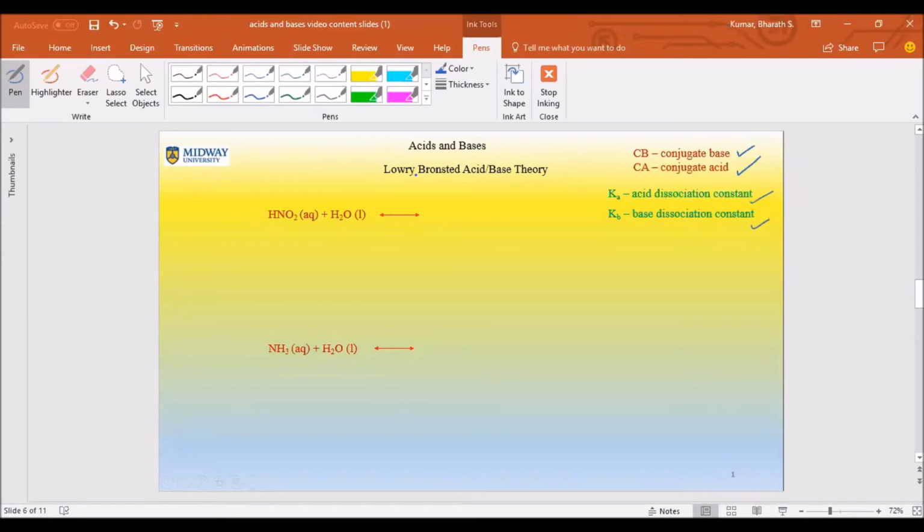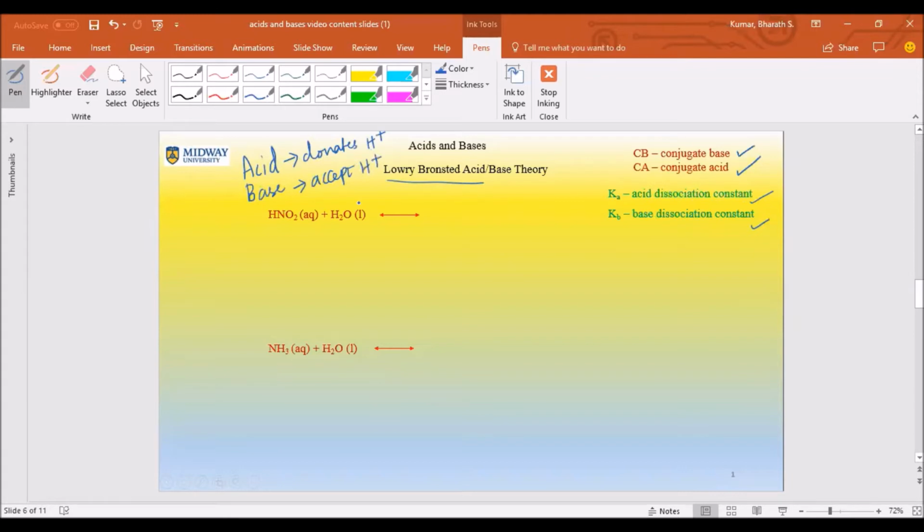All right, but before that, let's step back and remember what Lowry-Bronsted theory is. Well, it's said that an acid donates a proton, right? And a proton is H+. And a base accepts a proton, right?